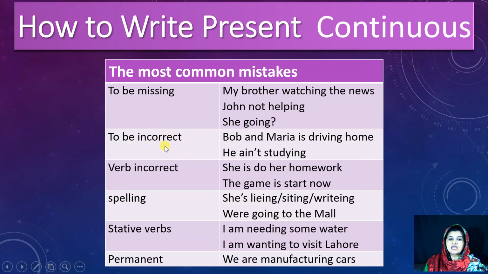To be incorrect. Sometimes we use an incorrect helping verb. For example, Bob and Maria is driving home. Should we say is or should we use are here? Think about it. Yes, you are right. We need to say Bob and Maria are driving home. Next, he ain't studying. But we need to say here, he isn't studying.